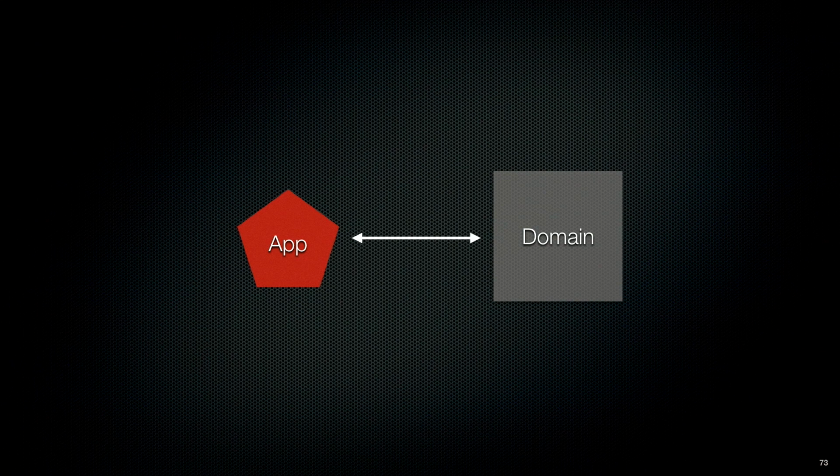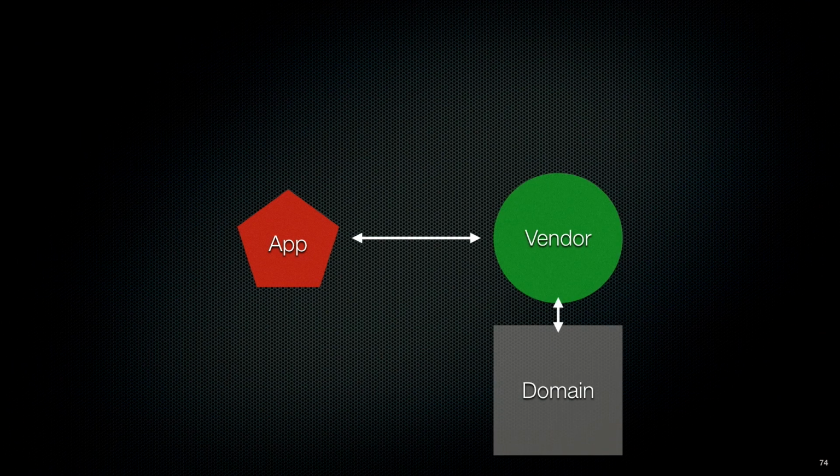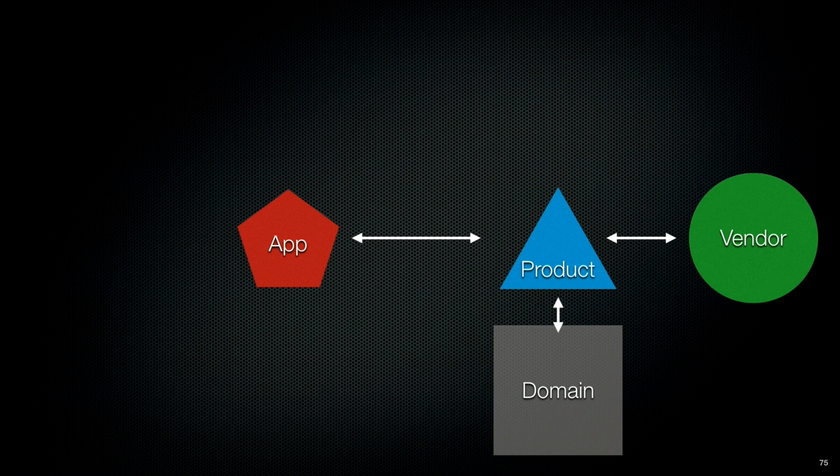So let's see if we can extend these models a bit better. Instead of having the app tied to the domain directly, we actually want them to be tied to the vendor. And if we consider the vendor to be a company that could have multiple different products, each with their own sets of domains. One example might be Google has PubSub, which is separate from, I think, Stackdriver, and those are totally different use cases, totally different domains.